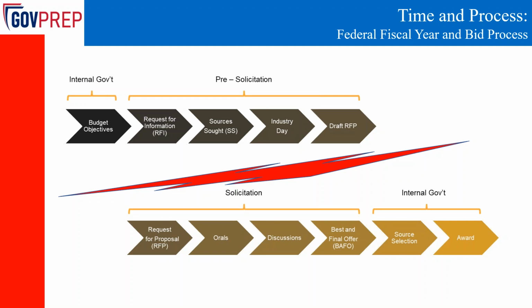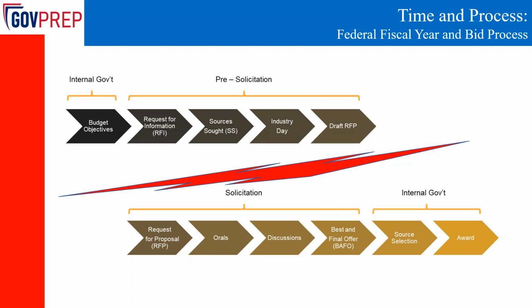Sometimes, with large proposals, things move into orals. That's where some of the candidates are called in to give verbal descriptions or verbal discussions about their presentation. Usually it's a presentation, not a discussion, because there's another phase, discussions. When you've shifted from orals to discussions, that's when you know you're really in that small group. You're within like 5 companies of winning the effort. You're making the cut. And at best and final offer, you're within like 2 or 3 companies of getting the award.